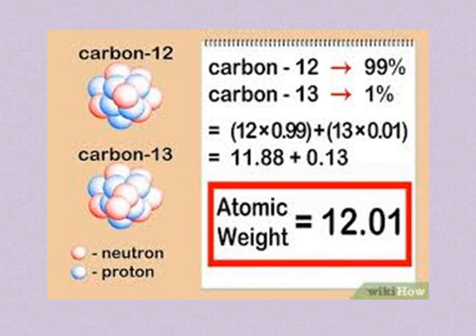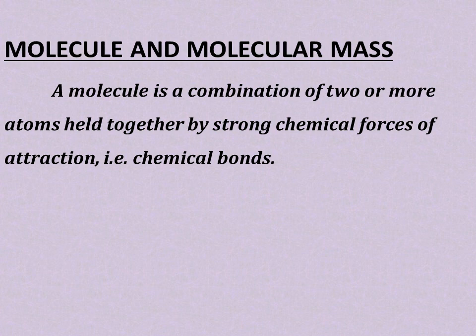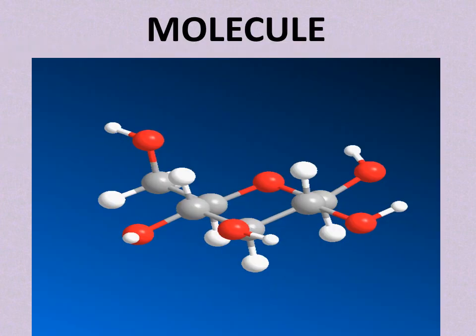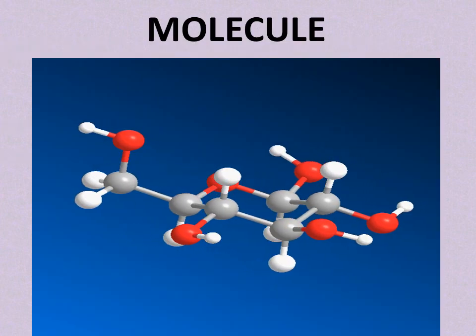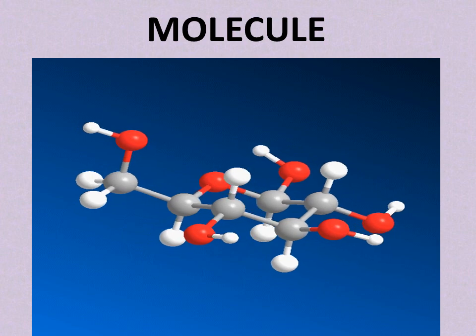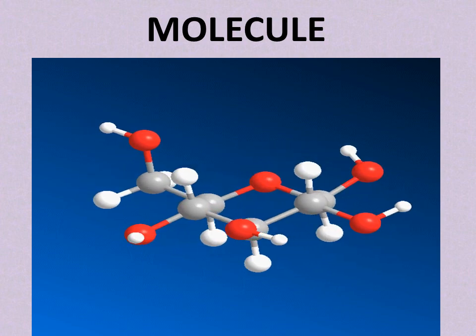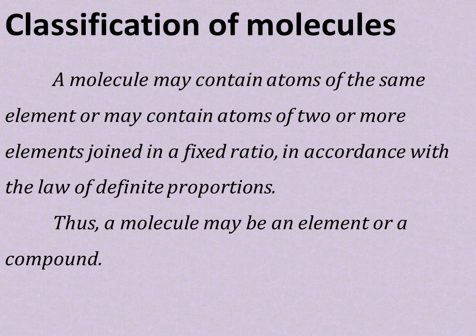Molecules and molecular mass. Except noble gases, atoms of most of the elements are found in combined form, two or three atoms put together. This is called a molecule. A molecule is a combination of two or more atoms held together by strong chemical force of attraction. The chemical forces of attraction are also called chemical bonds. Classification of molecules. A molecule may contain atoms of the same element or may contain atoms of two or more elements. This means molecules can be either elements or compounds.